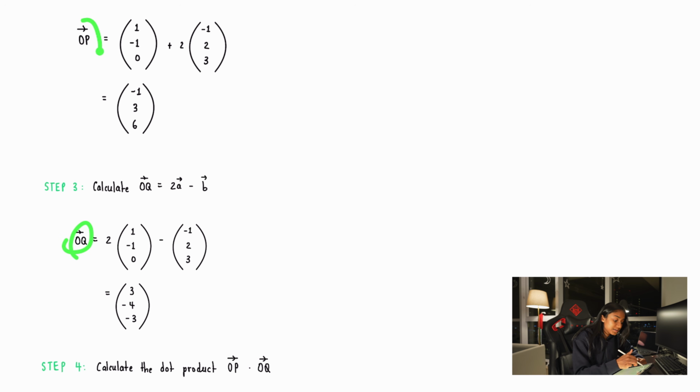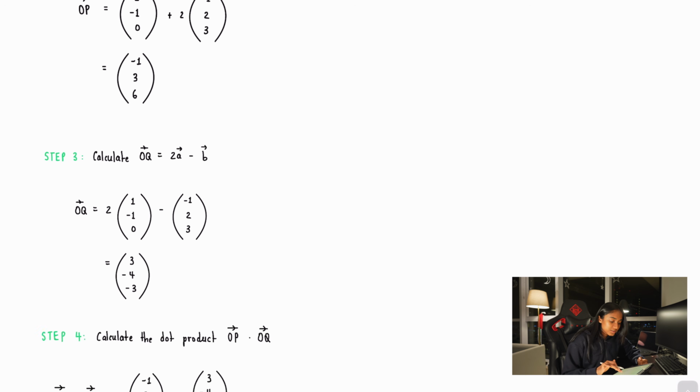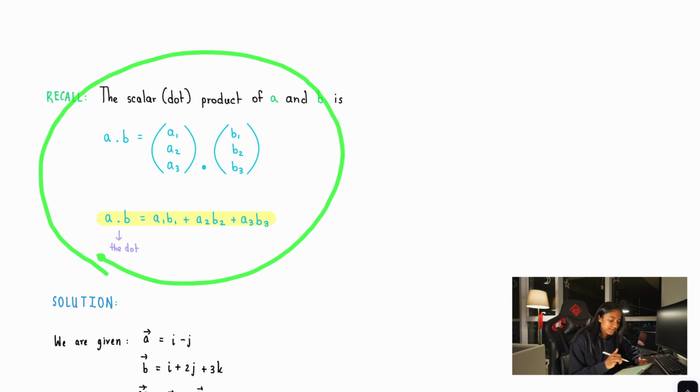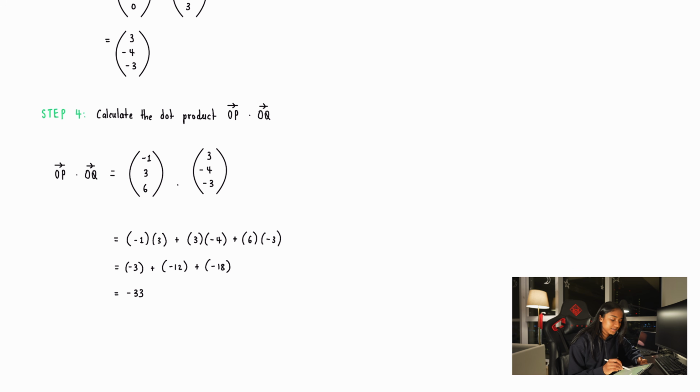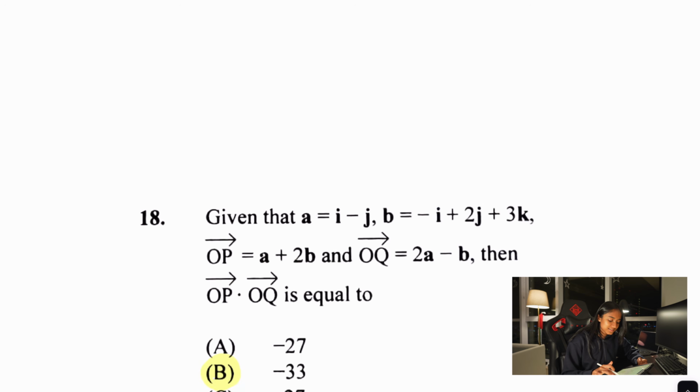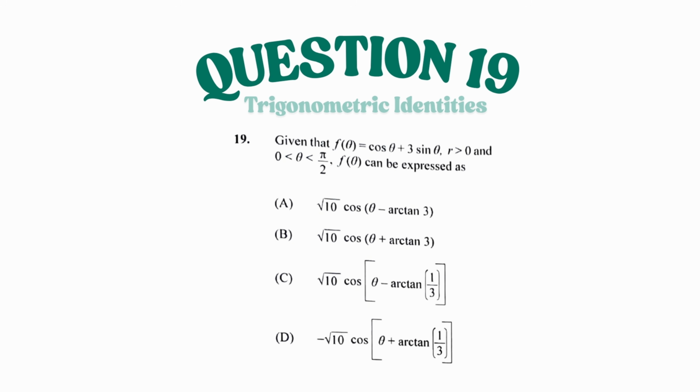So now that we have OP and OQ, we are now able to find the dot product, okay? Which we know to be this formula here, all right? So the dot product of OP and OQ is given as such. All we do is multiply, so it'll be minus 1 multiplied by 3 plus 3 multiplied by minus 4 plus 6 multiplied by minus 3. When we simplify all of that, we get minus 33, and that is our answer.